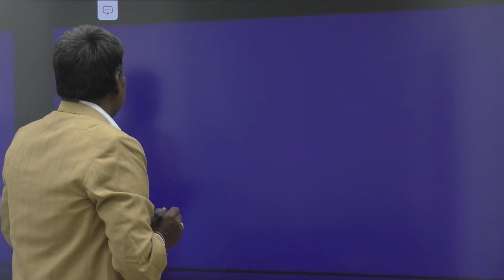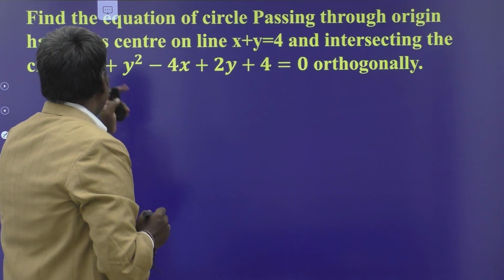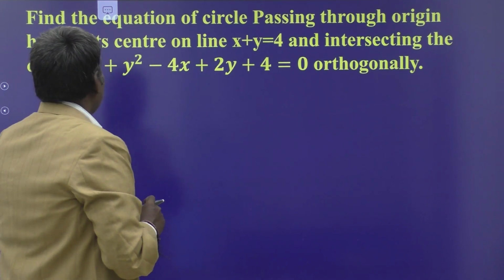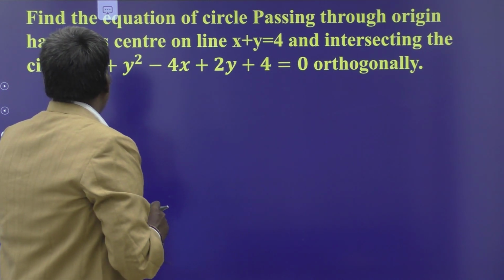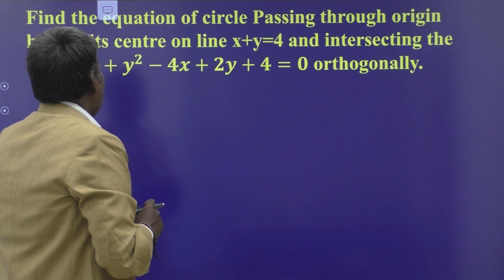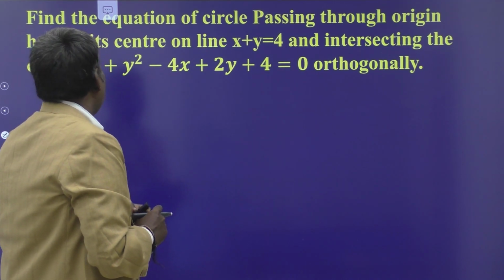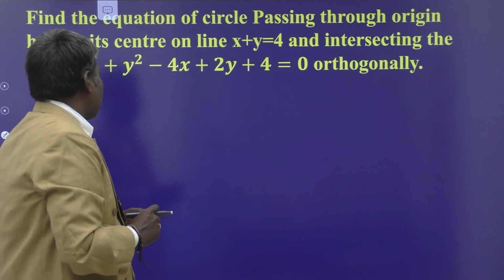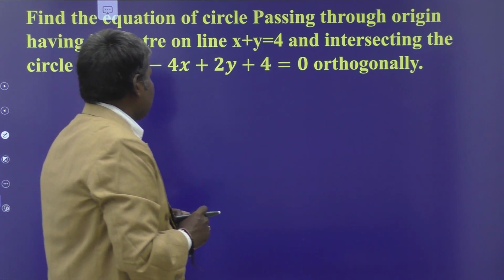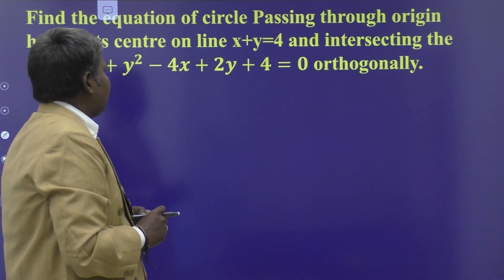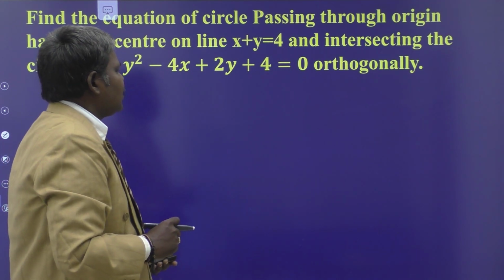Let us see the next question. This is the question. Everything is in the same manner you have to follow. Find the equation of circle passing through origin having its center on the line x plus y is equals to 4 and intersects the circle x square plus y square minus 4x plus 2y equal to 4 orthogonally. What you have to find out? You have to find out the equation of circle.